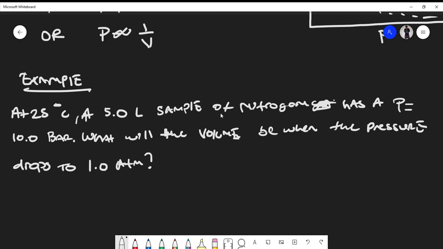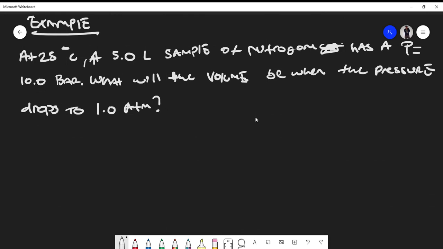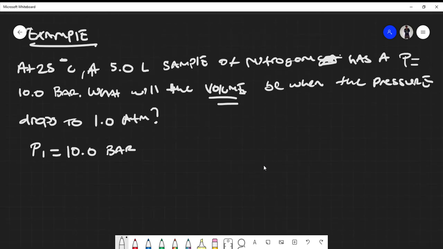So how would we solve this problem? Well, when you think about it, this is a Boyle's law problem. Let's write down what we know. So we know that P1 in this case is 10.0 bar, right? They've given us P1. They ask what the volume will be, so we know we have to solve for V. But what will the volume be when the pressure drops to 1 atmosphere, right? So we know that P1 is equal to 10 bar, and P2 is 1 atmosphere, right? So we know P2 is equal to 1.0 ATM.